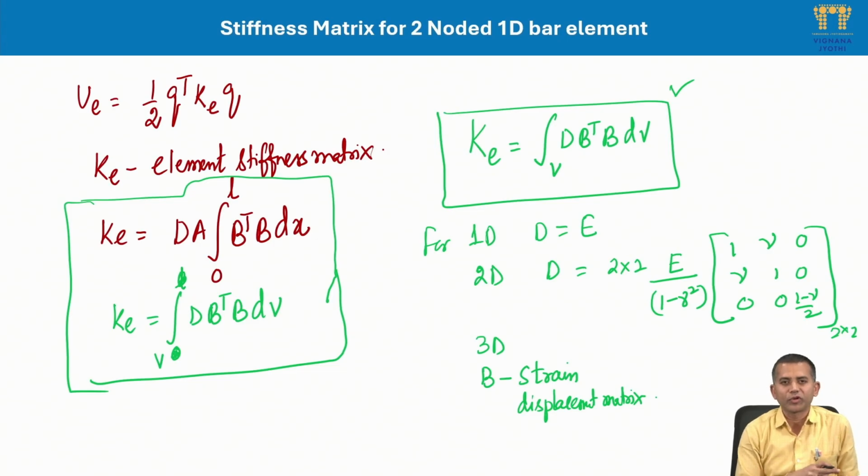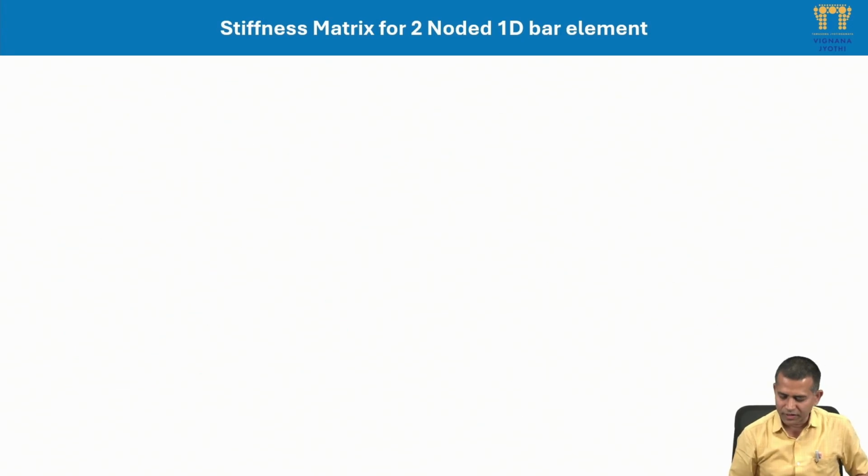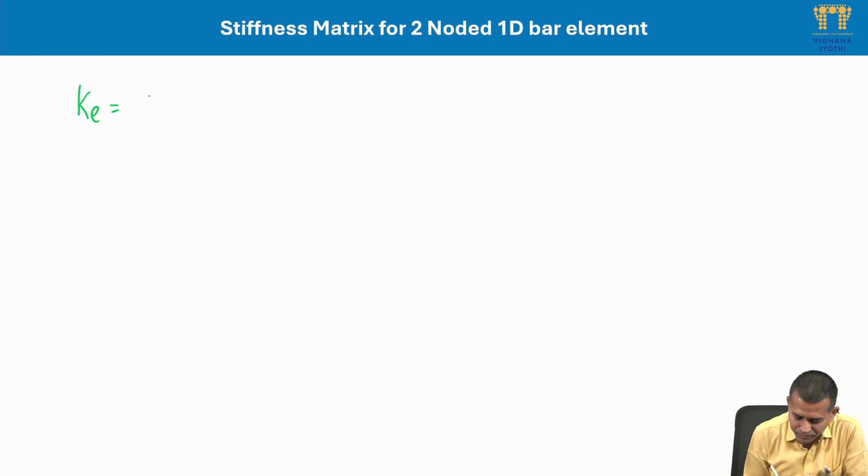Now since we are talking about finding the stiffness matrix for the 2 noded 1D bar element, we will substitute them in 1D. So we got this expression Ke as the volume integral of B transpose D B dV. This is a general expression. Now I am converting that into a 2 noded 1D bar, so I'll get the integral from 0 to L of B transpose D B into A dx.